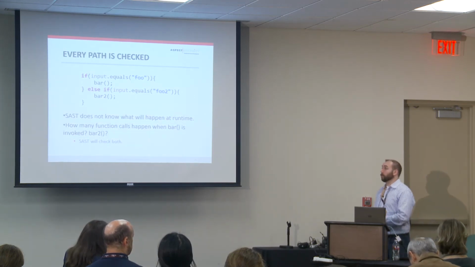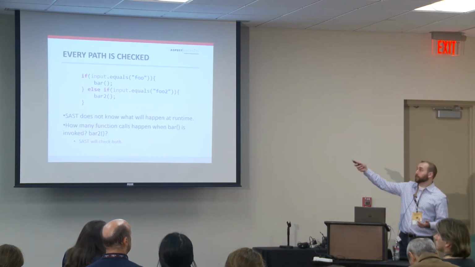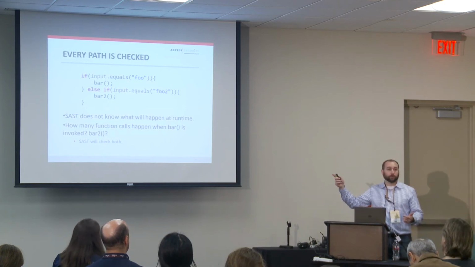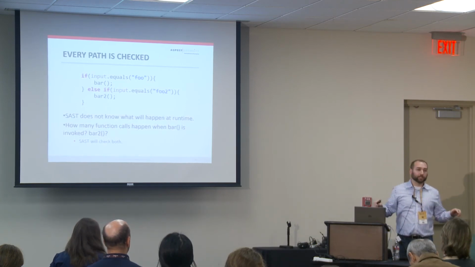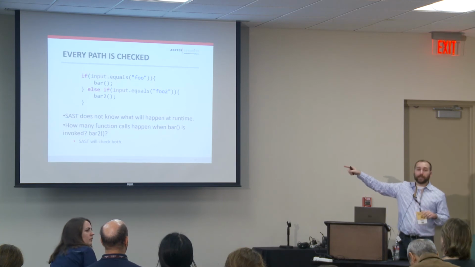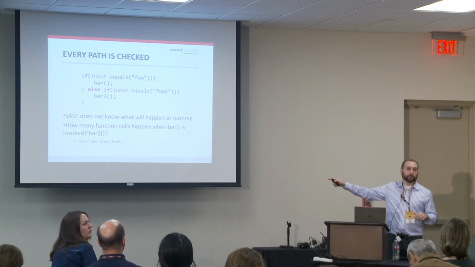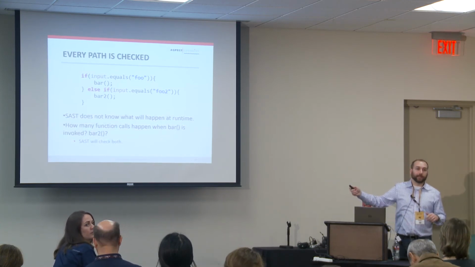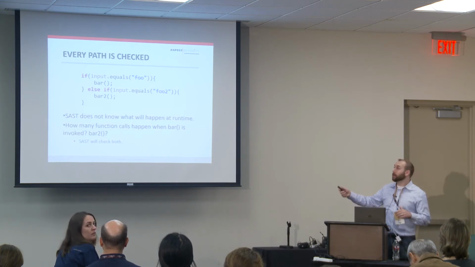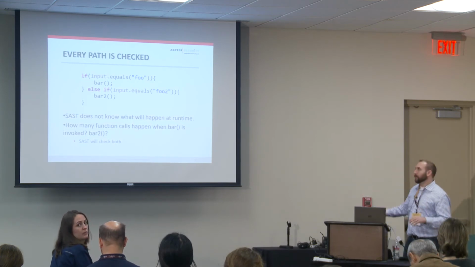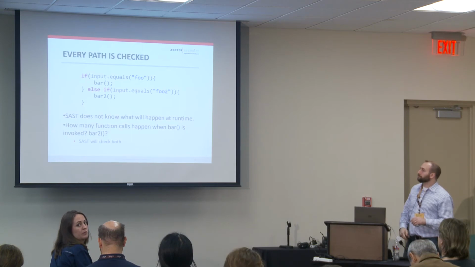First of all, SAST doesn't know what will happen at runtime. In this case, right, is input going to be foo or foo2? I don't know, so I'm going to have to check both of these paths fully. And these paths may call another 20 different methods before something returned, before something happens. That means I'm checking actually 40 methods, right? Plus all the stuff before and after. So it ends up being a lot.